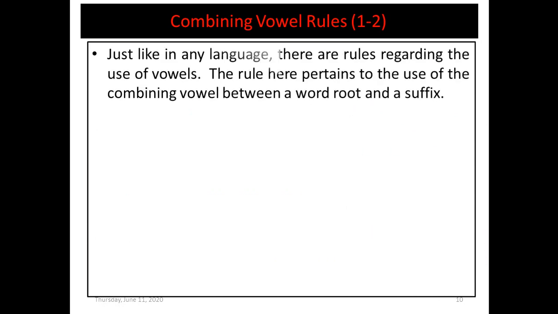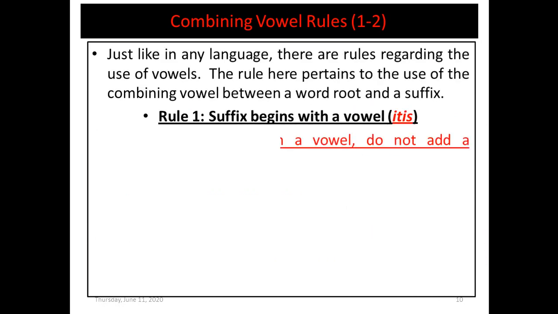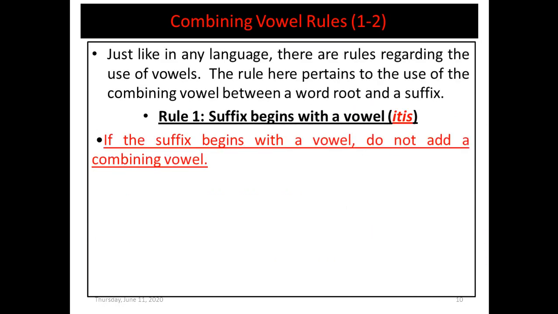So how do we combine the vowel or these roots? The word root should be combined by using vowels. Just like in any language, there are rules regulating the use of vowels. The rule here pertains to the use of a combining vowel between a word root and a suffix. Like when the suffix begins with a vowel, itis. If the suffix begins with a vowel, do not add a combining vowel.